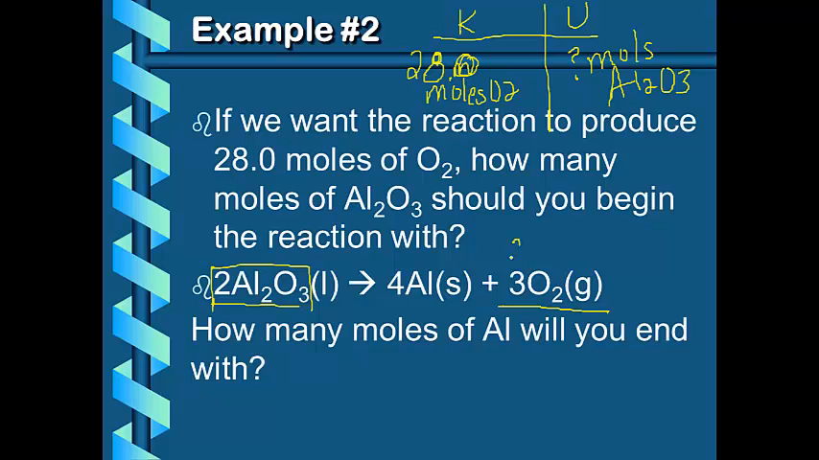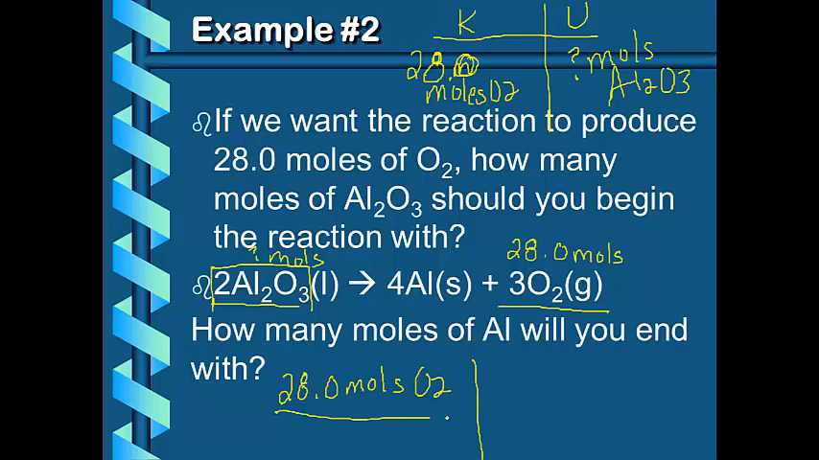So another time, sometimes what I'll do is I'll go ahead and I'll write it. I know 28.0 moles. I want to know the moles over here. So let's set it up. I've got 28.0 moles of O2. Remember, I want to go to aluminum oxide. So I'm going to have 2 moles of aluminum oxide. I'm going to have 3 moles of oxygen.